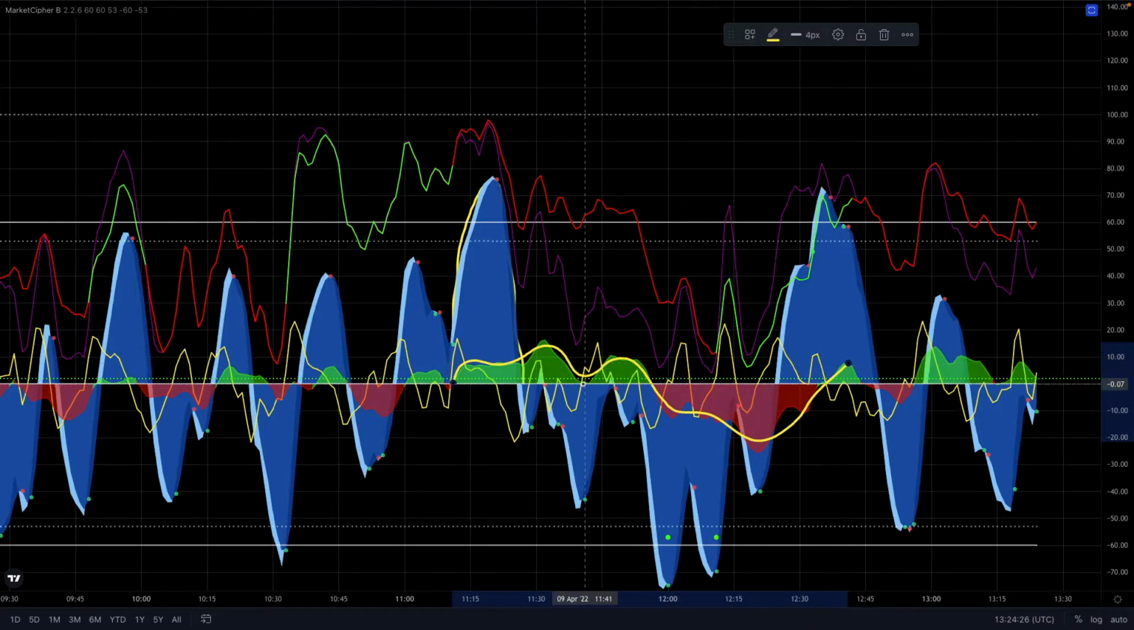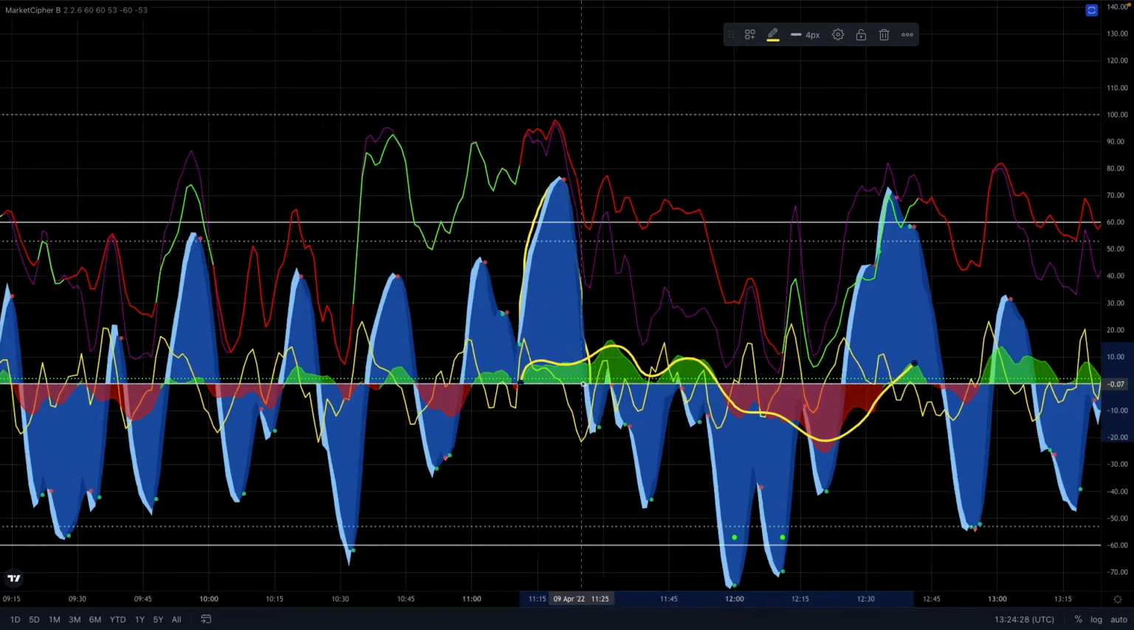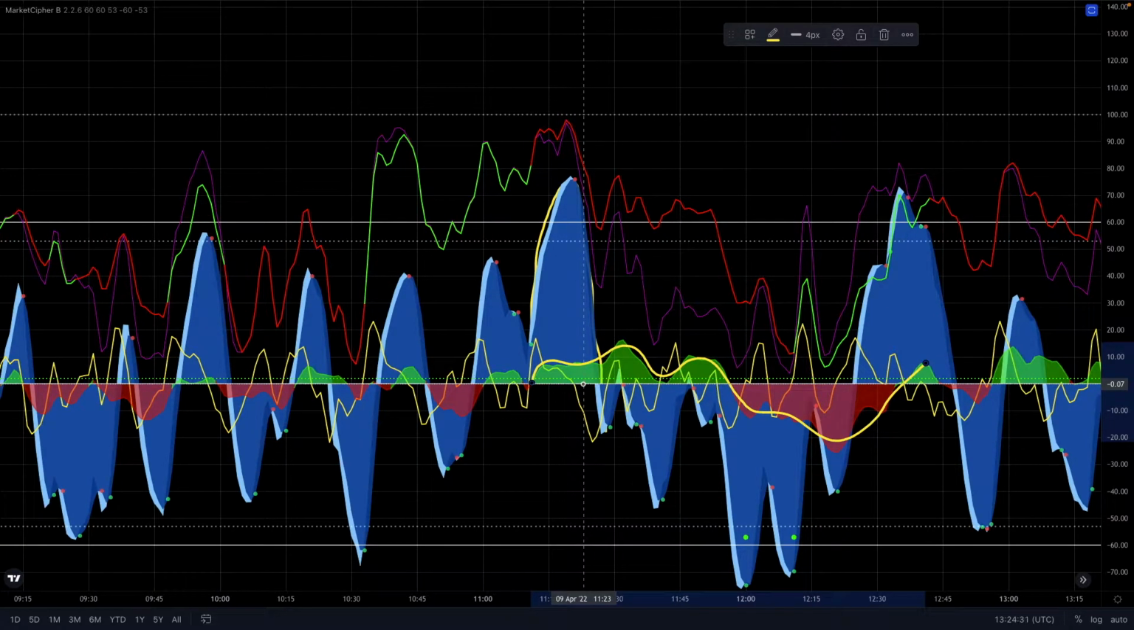If I want to enter a long, I need to know what is called overbought and oversold. I'm not giving you the ultimate or perfect long or short. I'm just showing you how to enjoy scalping with Market Cipher. So we have this 60 line, and this is the negative 60 line.